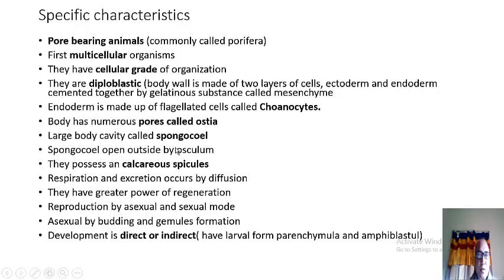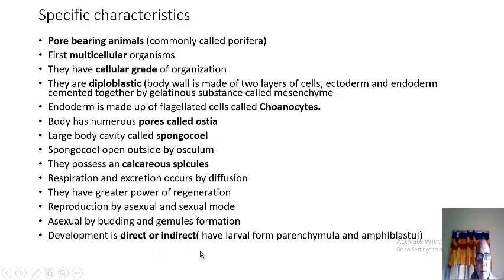There are a lot of pores called ostia. They have a spongocoel, which is a big vase-like cavity, with a big opening called the osculum. The animal's body is supported by calcareous spicules or spicules made up of silica. This group of animals has a high power of regeneration, and it also forms buds, which bud off and form new animals. So the reproduction can be both sexual and asexual.